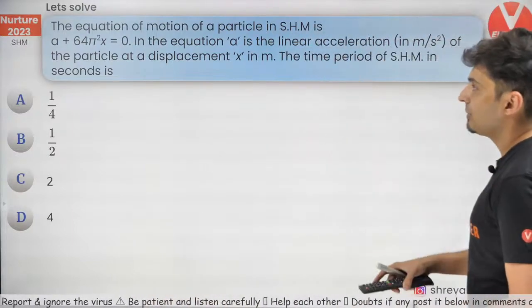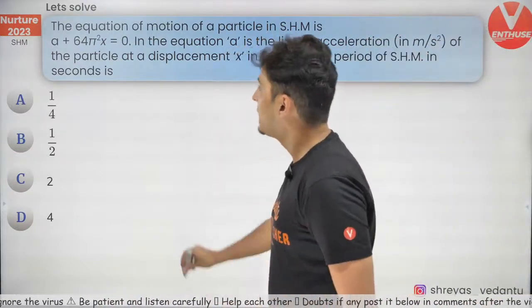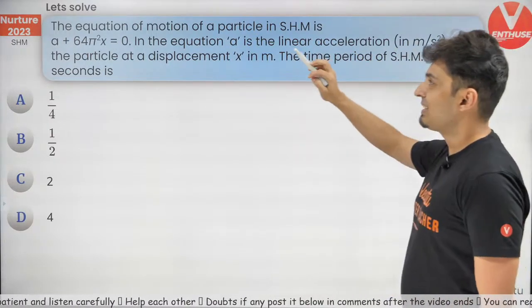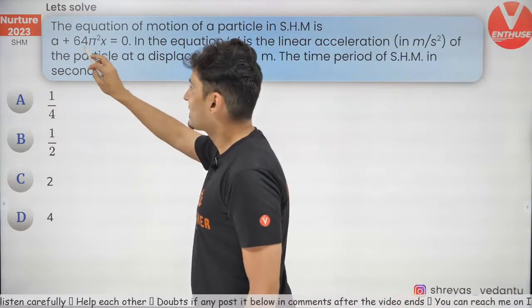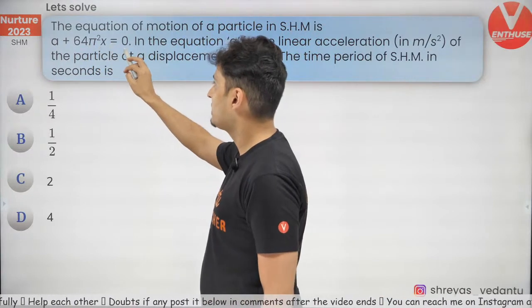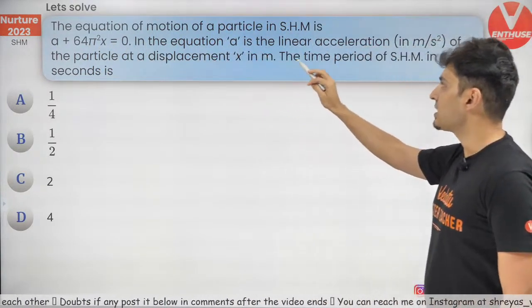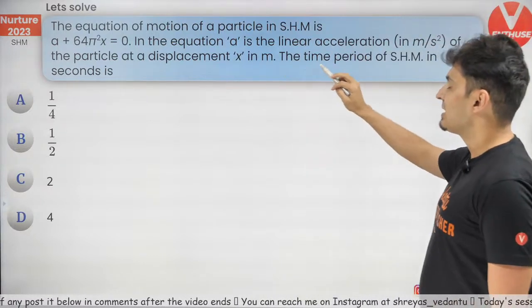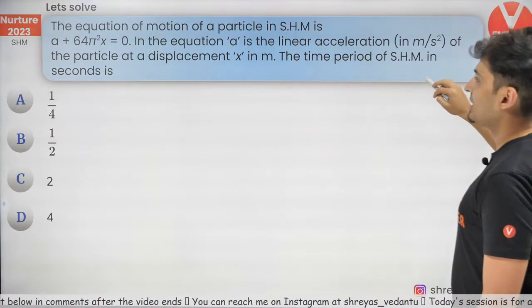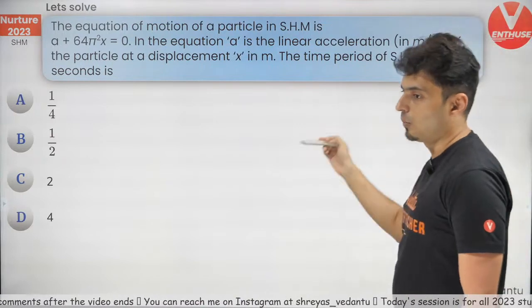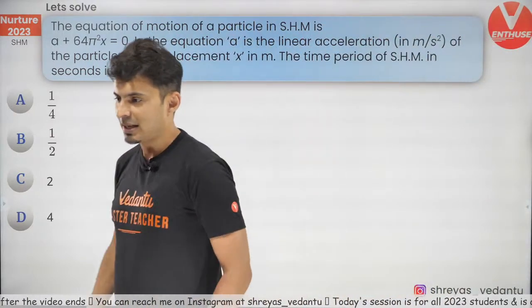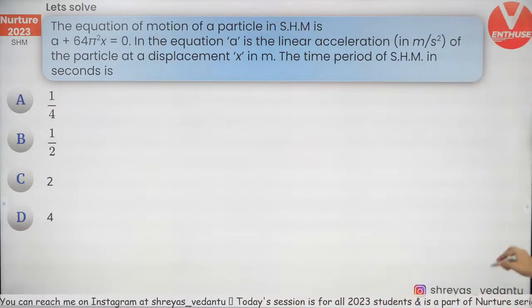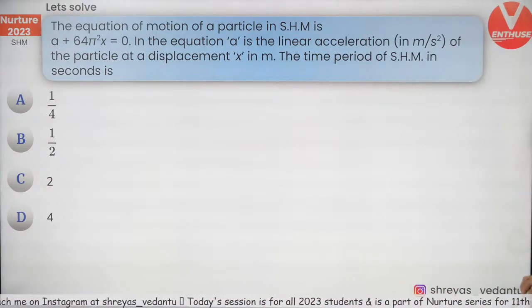Here is the first question coming up on your screen. The equation of motion of a particle in SHM is a plus 64π²x is equal to 0. In the equation, a is the linear acceleration of the particle at displacement x. The time period of SHM in seconds is how much? That's the question. Come on, my warriors, think about it. What do you think should be the time period? I'll just give you probably a minute.